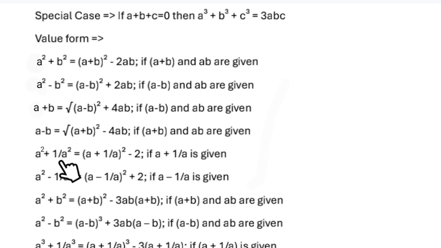A square plus 1 upon a square is equal to a plus 1 upon a whole square minus 2, if a plus 1 upon a is given. Now a square minus 1 upon a square is equal to a minus 1 upon a whole square plus 2, if a minus 1 upon a is given.